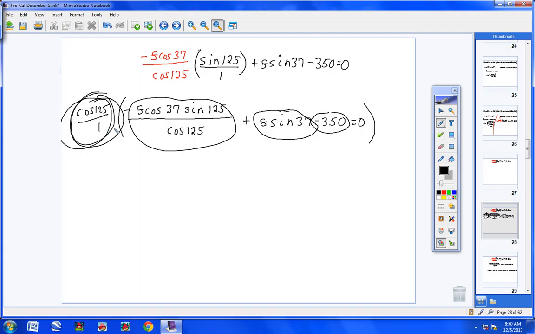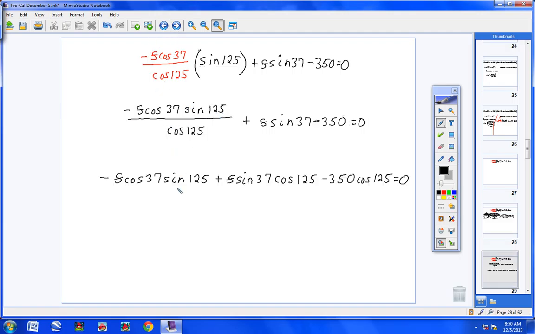Okay, so I'm multiplying everything by cosine of 125. Okay, let's watch what happens. Cosine of 125 over 1 times this. Your cosine of 125 would cancel out with this, so you're left with just this. Let's see what it looks like. So you're left with just this. Notice my s sine of 37 has a cosine of 125, and my negative 350 has a cosine of 125. And 0 times cosine of 125 is just 0.